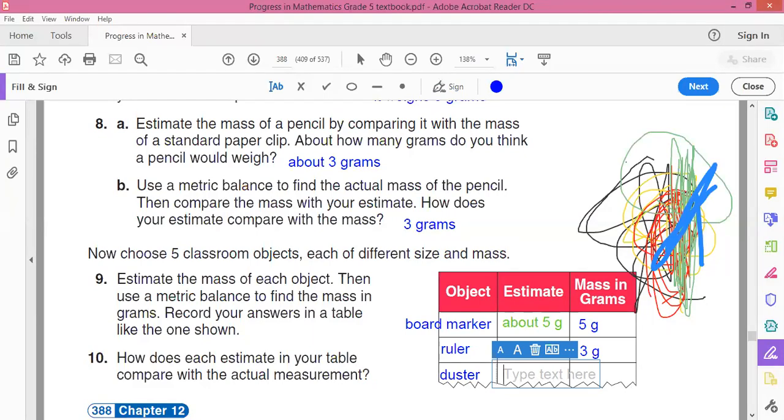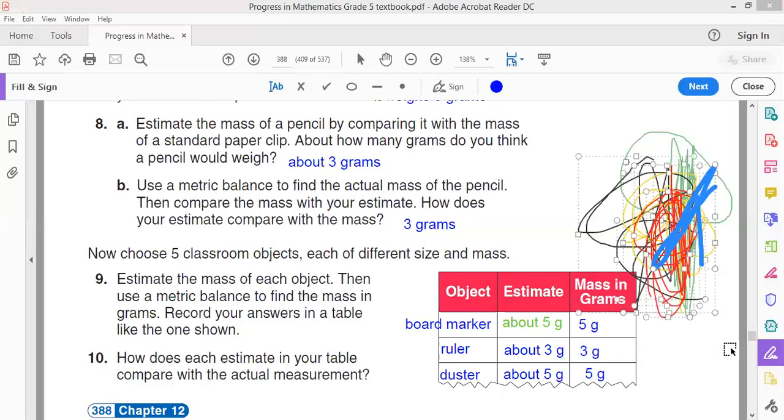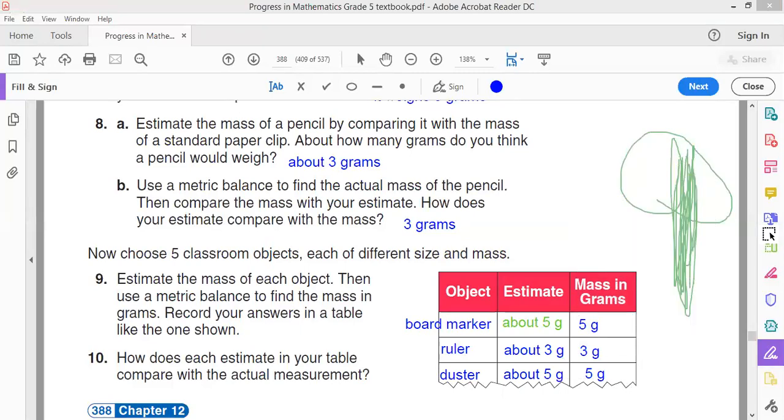That's also not 5 grams because it is a little heavy. Teacher, 5 and 5 g. You should write about. Delete. Yes. Delete.